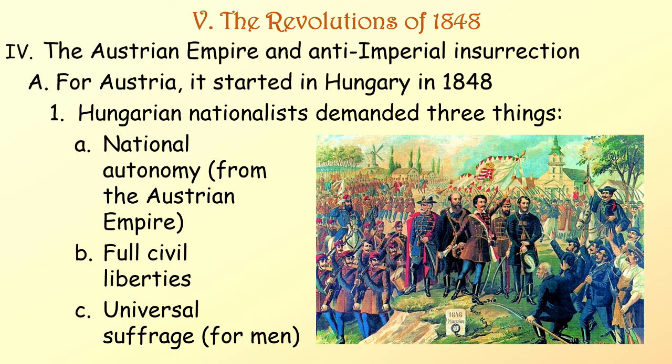The Austrian Empire and anti-Imperial insurrection. For Austria, their revolutions started in Hungary in 1848. Hungarian nationalists demanded 3 things. Number 1, national autonomy from the Austrian Empire. Number 2, full civil liberties. And number 3, universal suffrage, for men, of course.